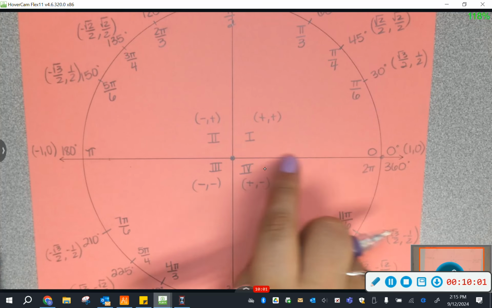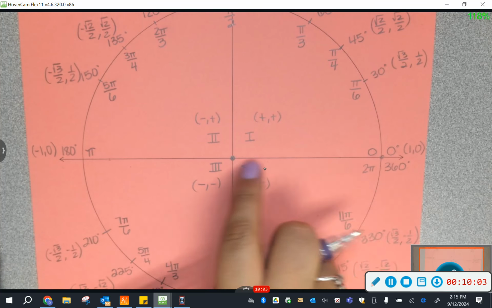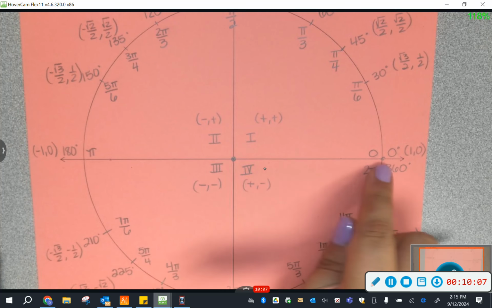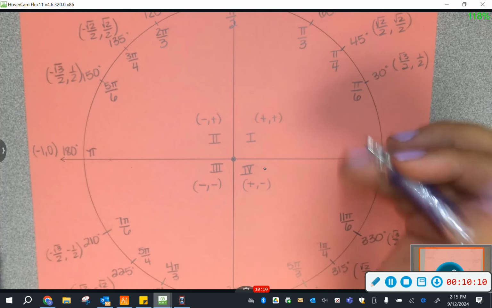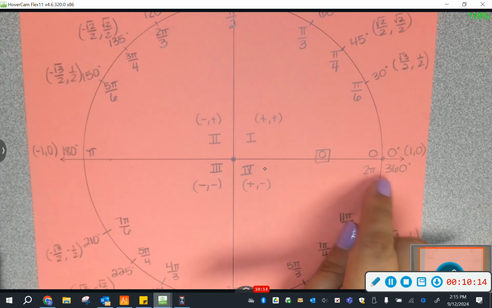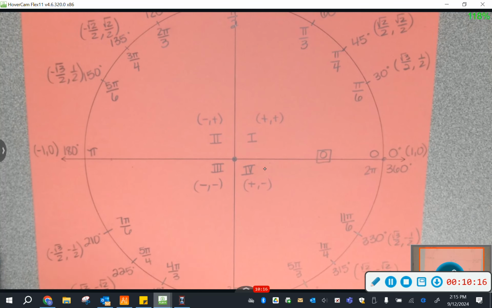Well, what about 0 degrees? What would the tangent of 0 degrees be? What was the slope of a line that looks like this? 0. And I'm going to box it. So that's the tangent of both 0 and 2 pi.